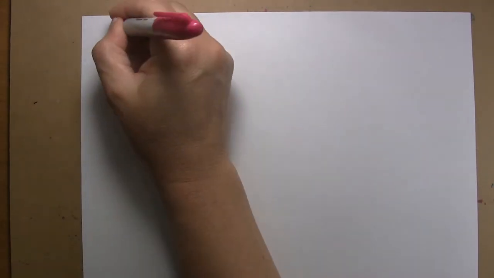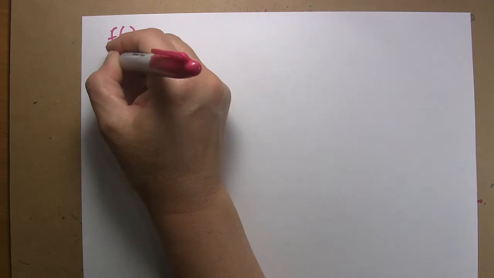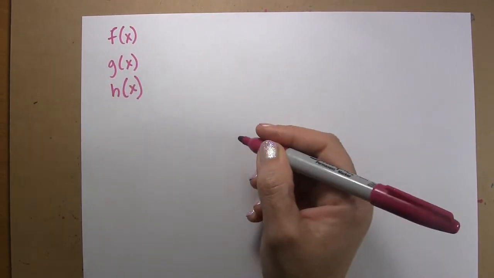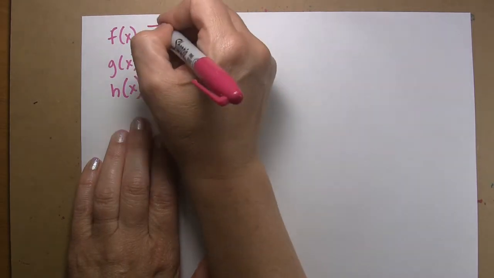Now, there's a lot more to functions, but we're keeping it easy here at the beginning. We're just kind of getting used to this. So if you see f of x or g of x or h of x, you can just think of it as your y value.